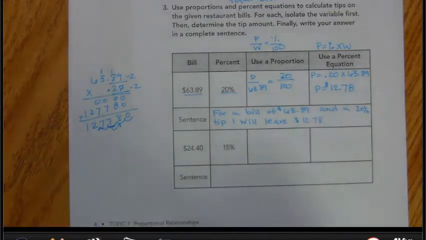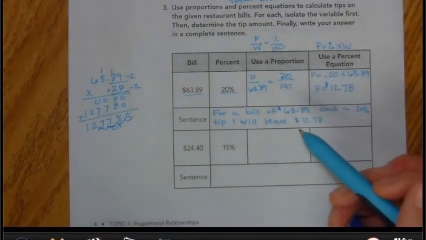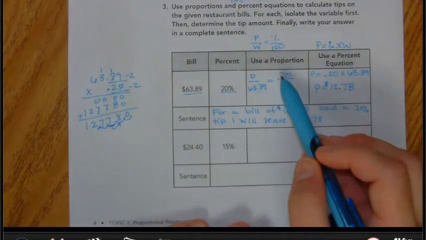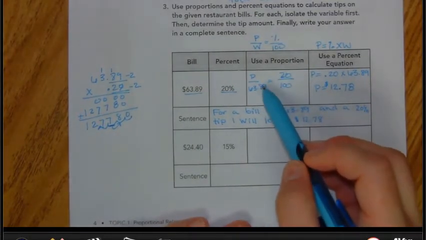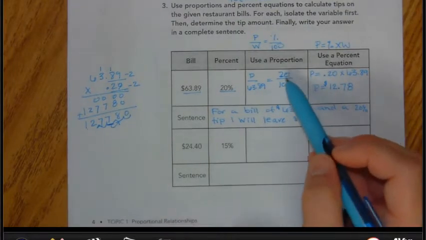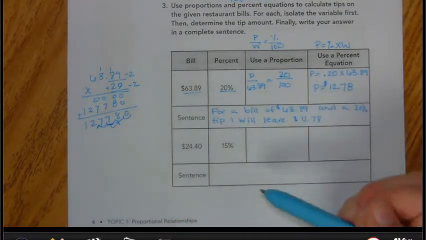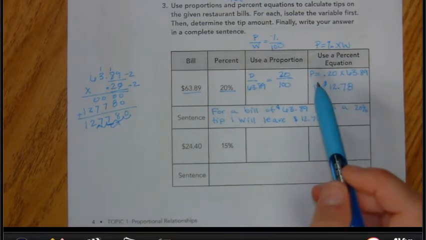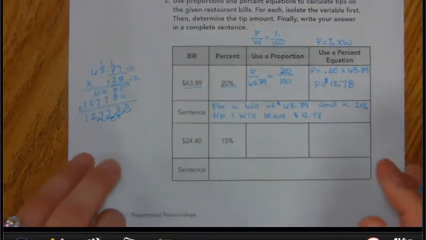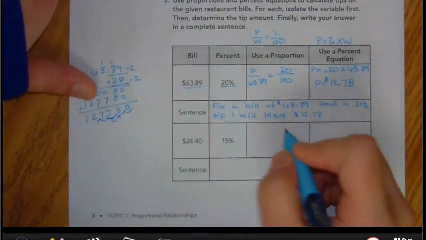Now, if we were to use the proportion, how would we calculate this? We would still do 20 times this, my percent times my entire bill. We would divide it by 100, which gets us to our decimal 0.20, the exact same thing to get part. All right, let's try the next one.